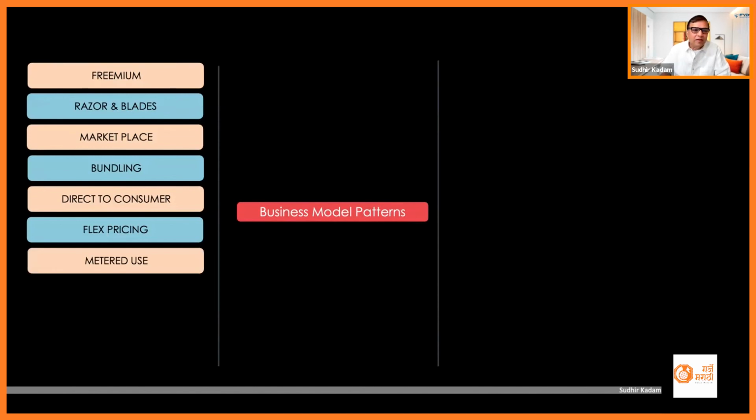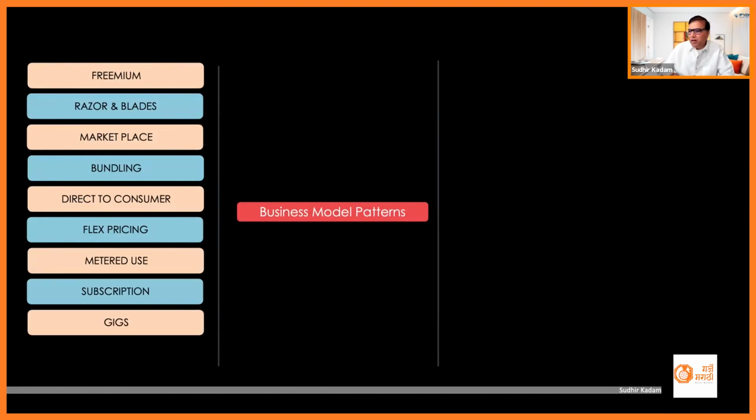Then there is metered usage. We have covered that example, Amazon, pay by use. We covered the subscription model also earlier. Then there is the gigs model. There is a company called People Per Hour. If I want to design a creative for social media, I will go there, pay a person $10, get my creative done and put it on my social media. I don't have to hire a person. I can just get them for a gig and pay them a very low price.